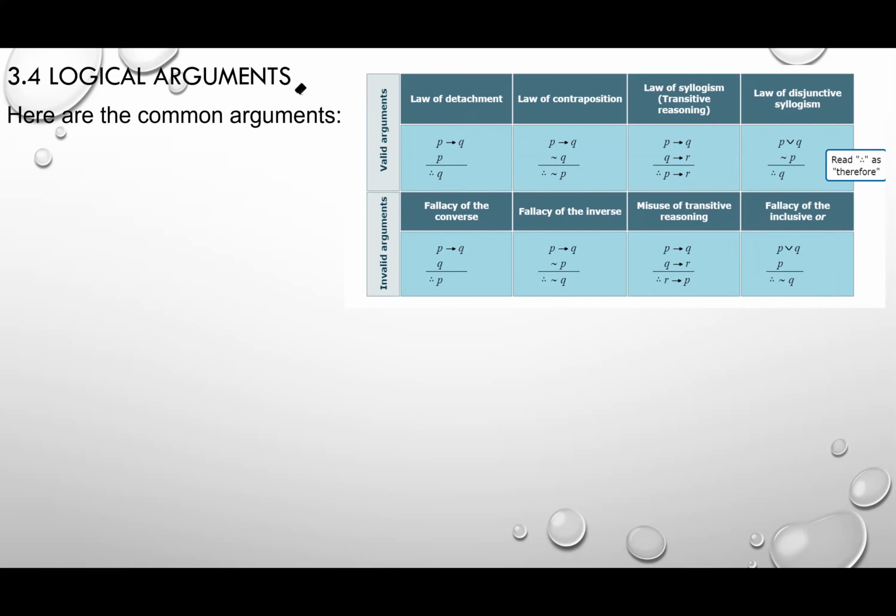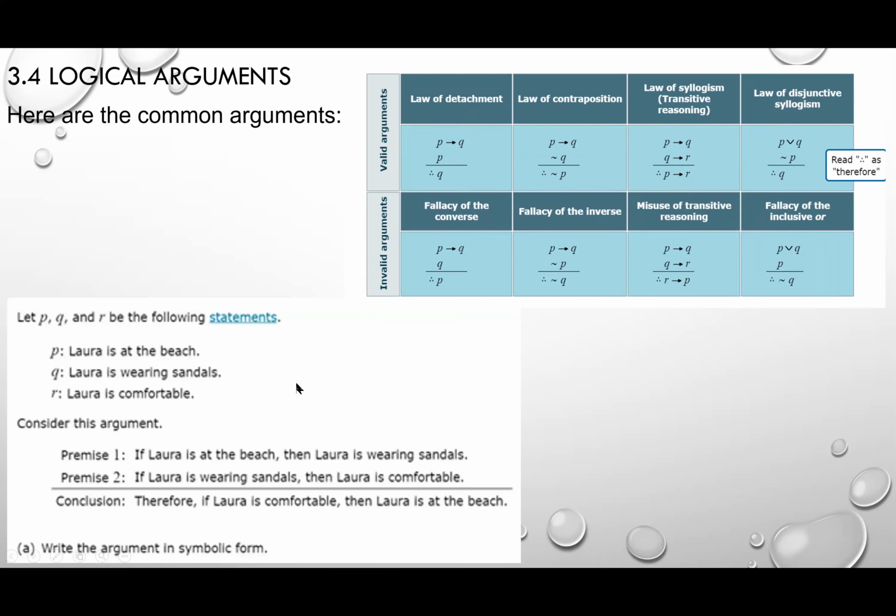But look at this item here: if they give you this table, then your item will always follow one of these 8 items. So I took this from your homework or your Alex item. And this is what they tell you: let P, Q, and R be these items. Laura is at the beach. Laura is wearing sandals. Laura is comfortable. So again, they identify your P, your Q, your R.